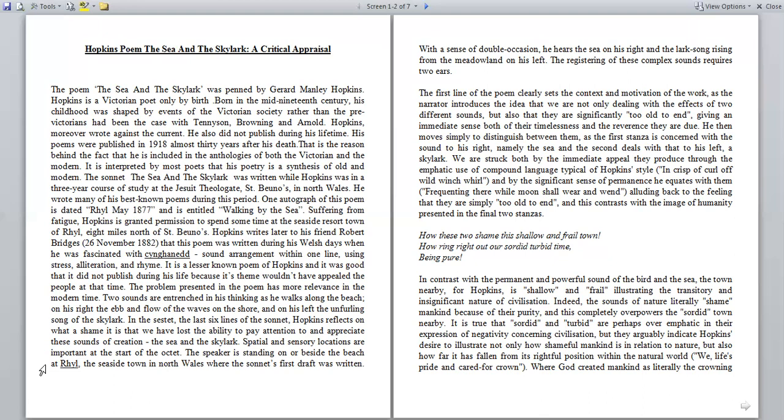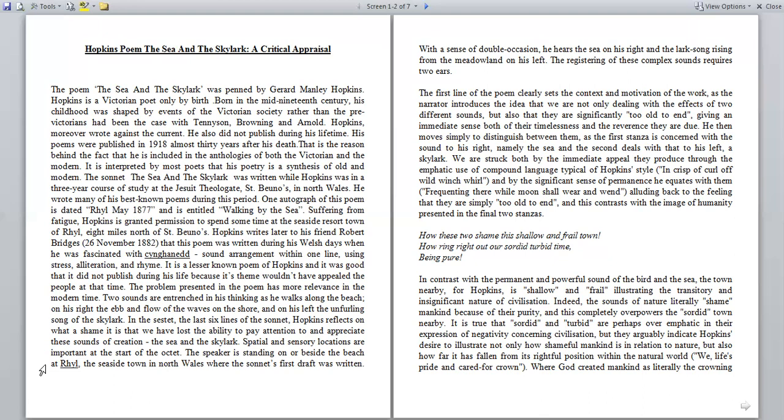He then moves simply to distinguish between them, as the first stanza is concerned with the sound to his right, namely the sea, and the second deals with that to his left, a skylark. We are struck both by the immediate appeal they produce through the emphatic use of compound language typical of Hopkins' style, in crisps of curl of wild winch word, and by the significant sense of permanence he equates with them, frequenting there while moon shall wear and bend, alluding back to the feeling that they are simply too old to end.